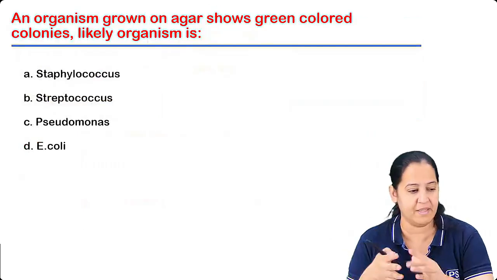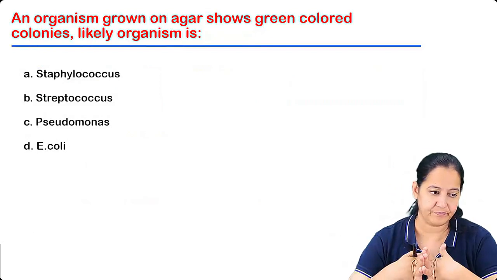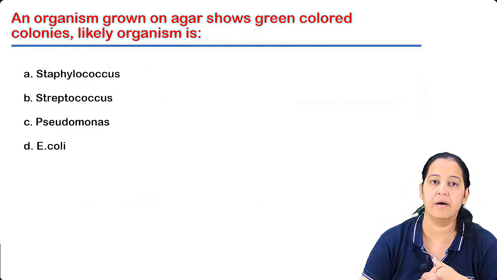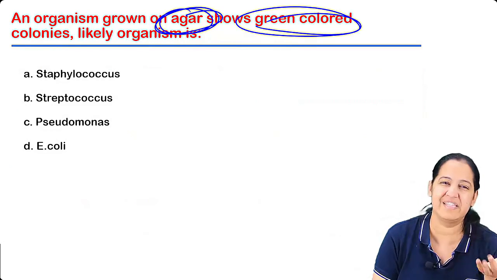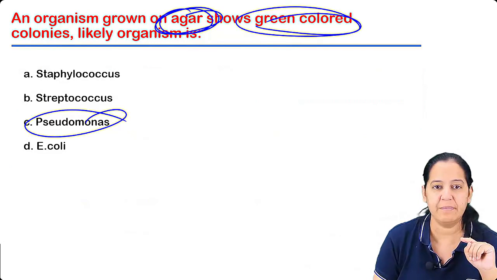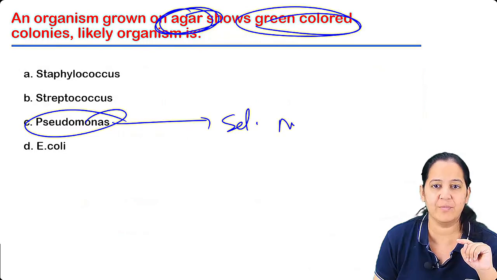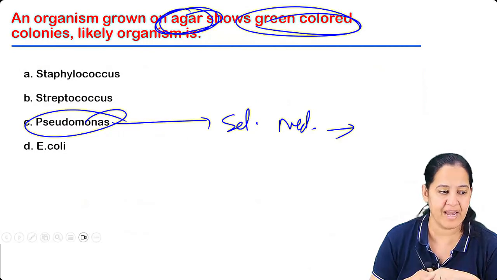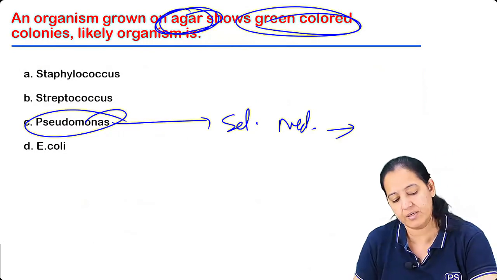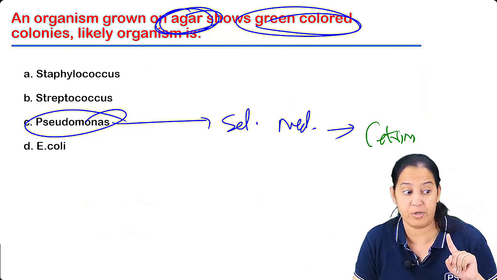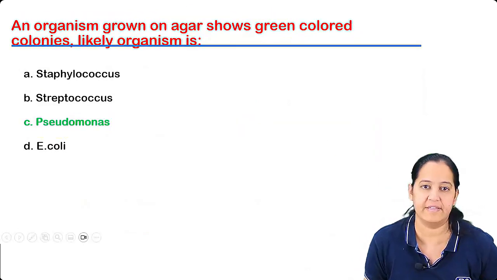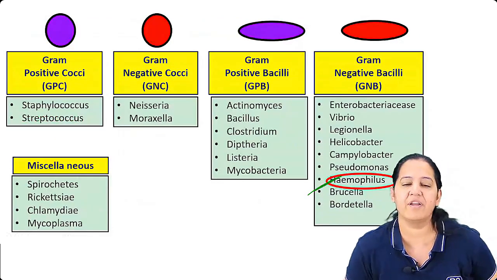Read the question, tell me the answer. Quick, fast. An organism grows on the agar and shows green colored colonies. Very easy question. Of course, the answer is pseudomonas. Tell me the selective media. What is the selective media of pseudomonas? I told you, citrimide agar. It's citrimide, very important. Citrimide agar, don't forget that. Okay? So coming to the next bacteria, Haemophilus.